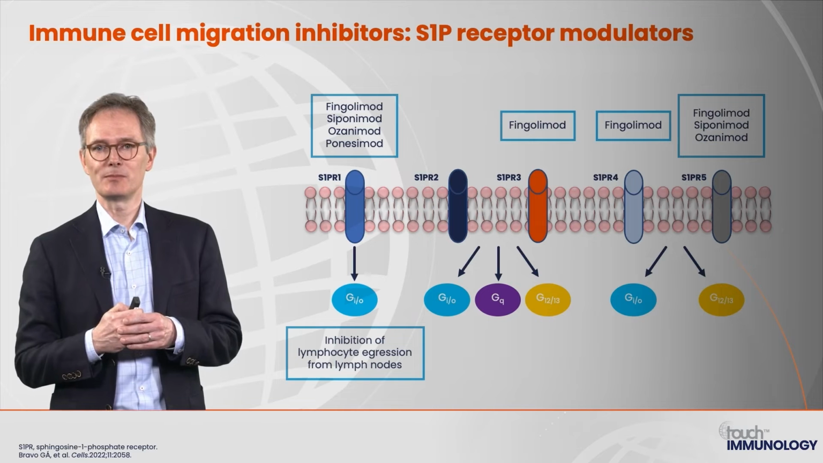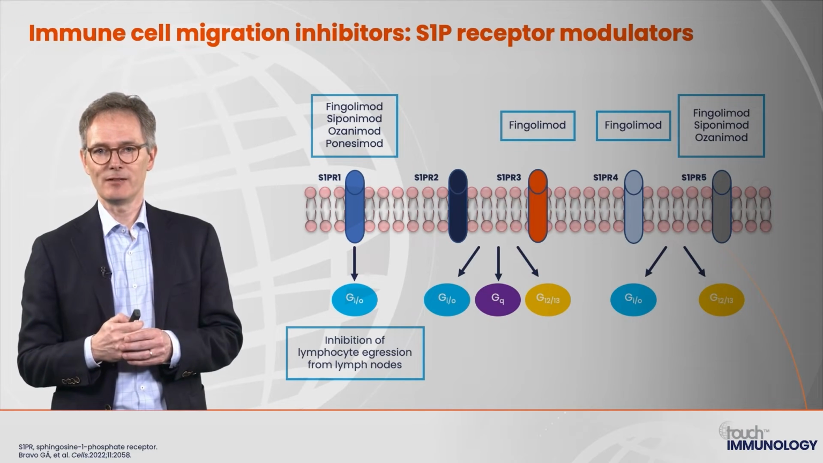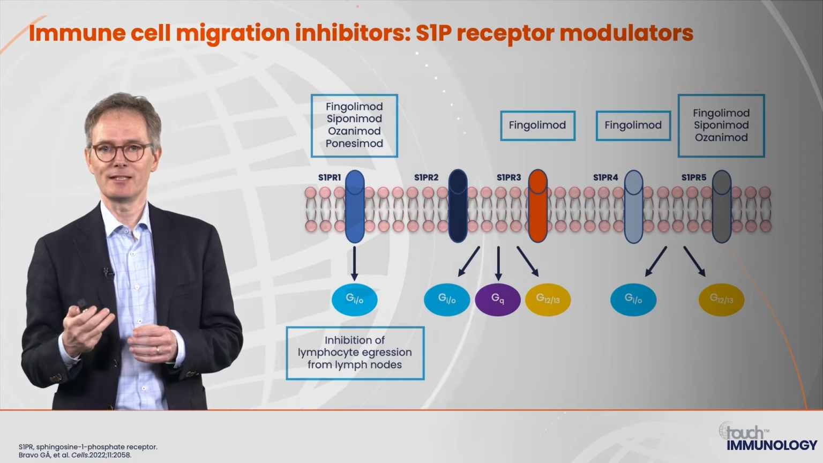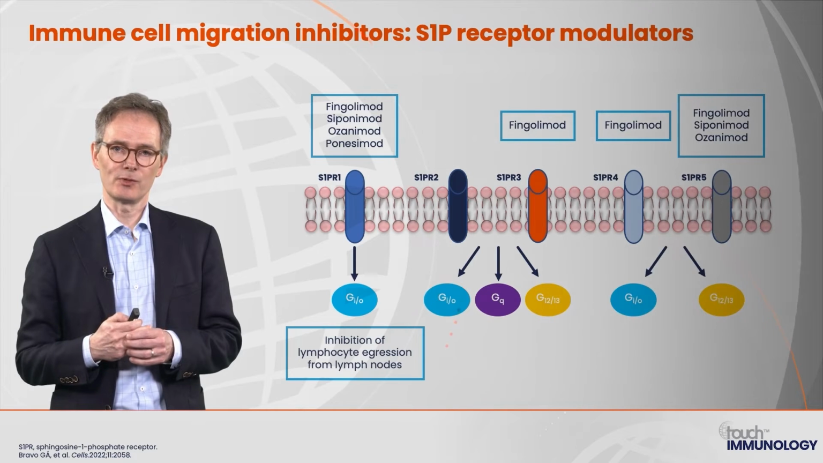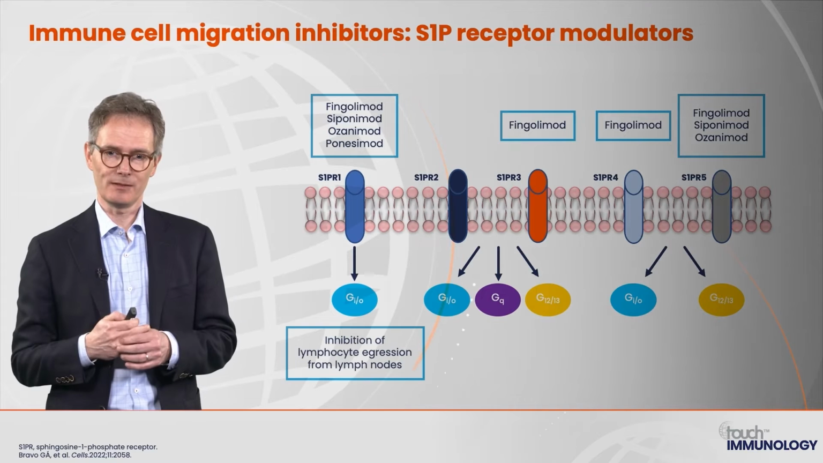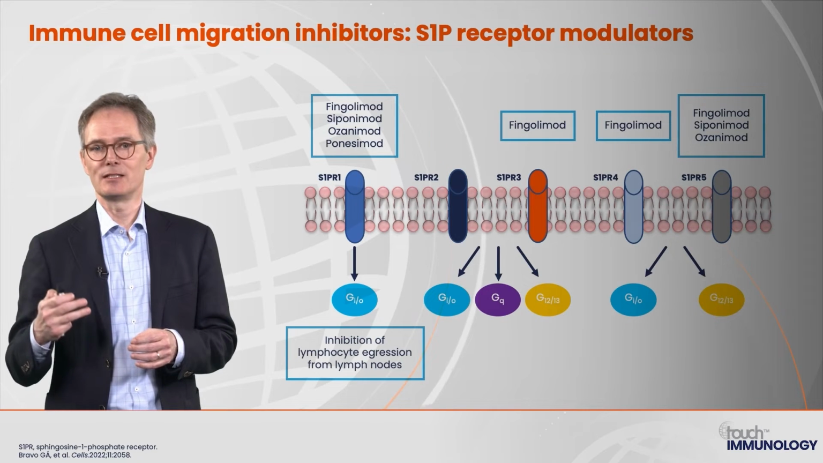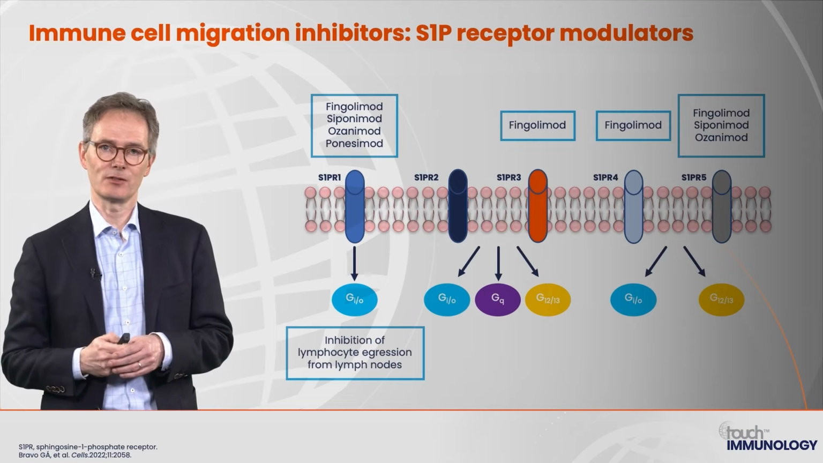If S1P receptor modulators bind, the receptor is internalized, and therefore the lymphocytes lose their guiding signal out of the lymph node. And this, of course, leads to a strong reduction of lymphocytes in the blood, so they drop by 60 to 80%. And if they cannot enter the bloodstream anymore, they can, of course, also not go into the brain and cause inflammation there.